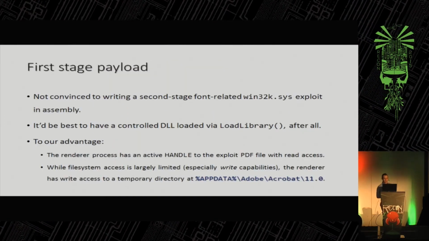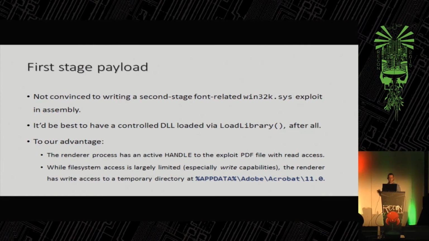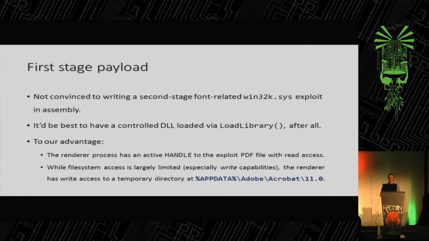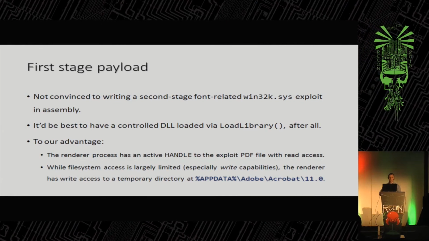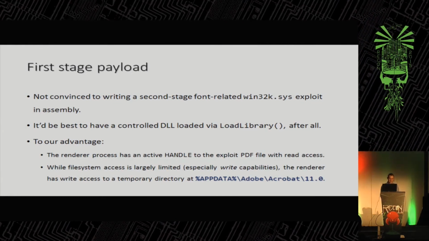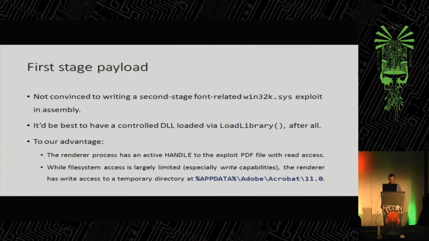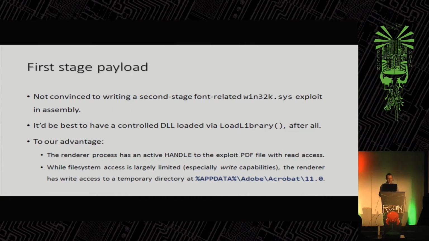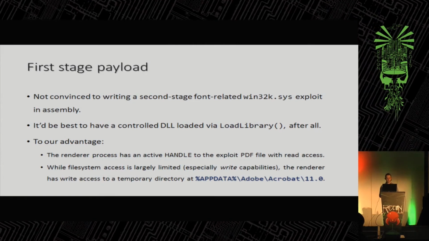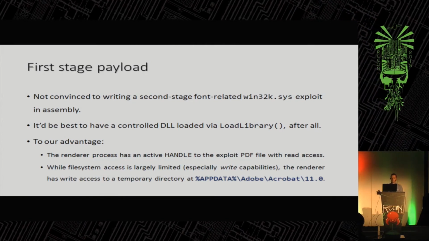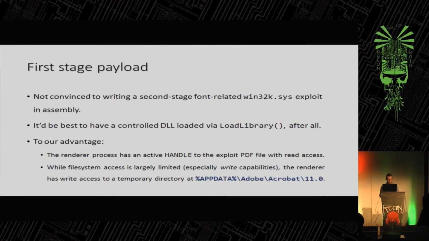That is very good. Okay, so even though that works, I wasn't really convinced about writing a second stage font-related Win32k exploit in assembly in order to attack ATMFD. It's definitely possible, but it's a bit of a pain, I guess. So I still wanted to have a controlled DLL loaded via LoadLibrary after all, so that I can write the second stage payload in C++, preferably.